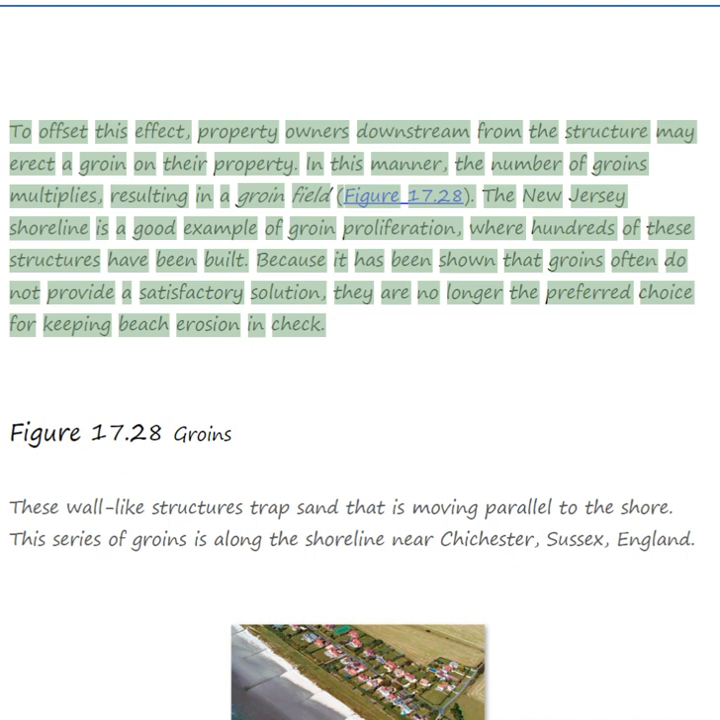The New Jersey shoreline is a good example of groin proliferation, where hundreds of these structures have been built. Because it has been shown that groins often do not provide a satisfactory solution, they are no longer the preferred choice for keeping beach erosion in check.